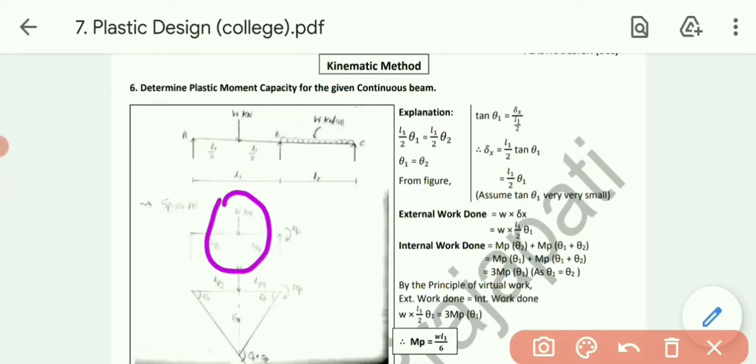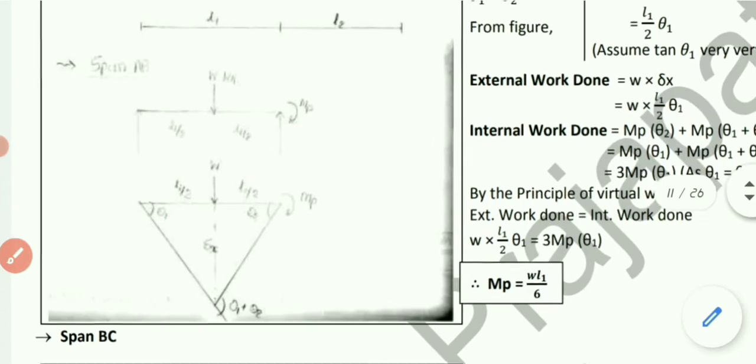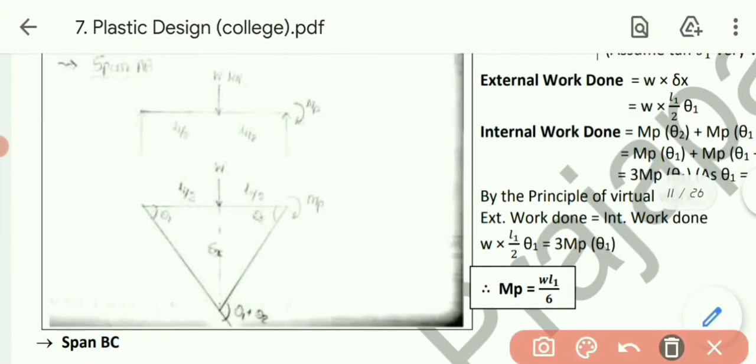For a simply supported beam with central point load, we know the formula will be WL by 4. But in this one we will solve this using the kinematic method. So in the kinematic method we need to create a mechanism. So how to create a mechanism, let me zoom the figure. First of all, this one is our simply supported beam, so deflection will be there because of the point load, so deflection will be like this. Okay, so let's do the mechanism.